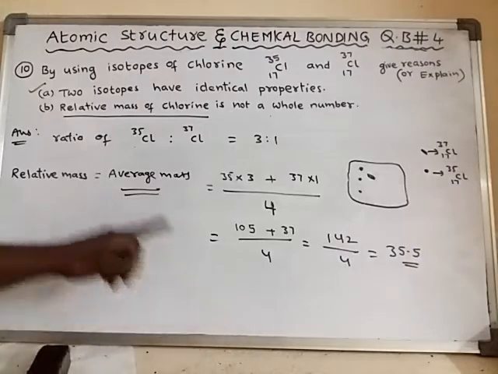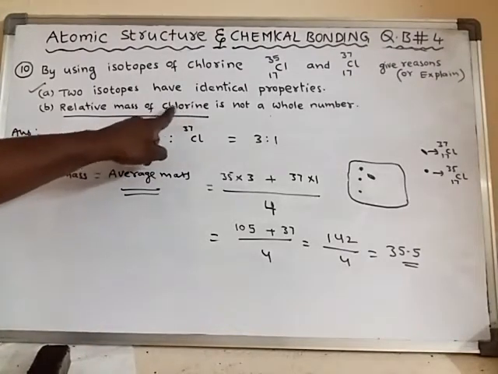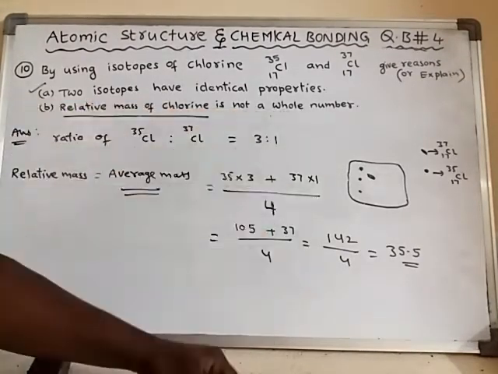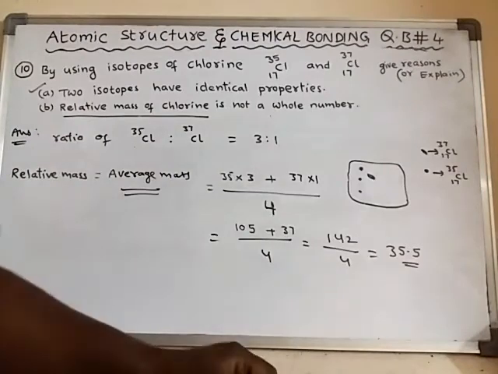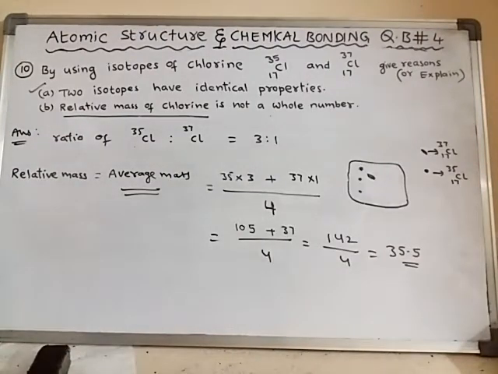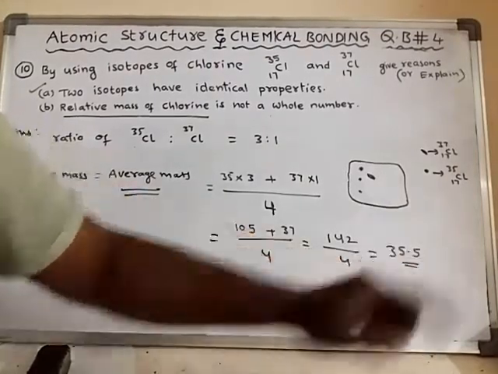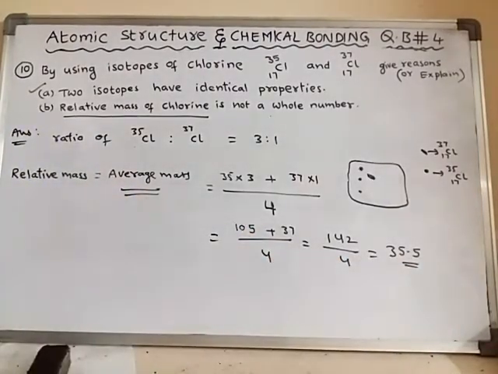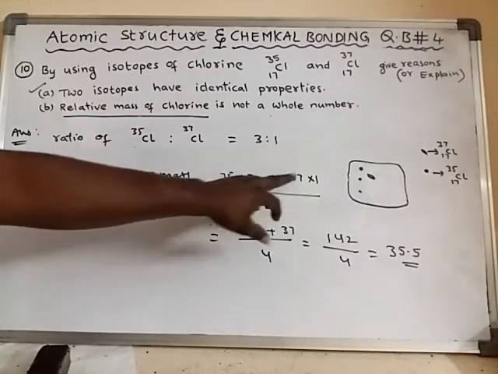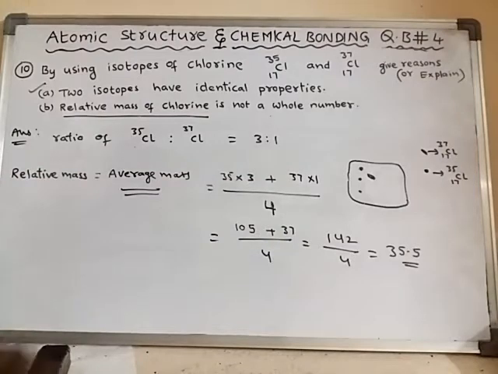So generally the relative mass of chlorine is not a whole number. Not only chlorine, generally for any element, its relative mass won't be a whole number. It will be in decimal form. Why will it be in decimal form? Due to the presence of isotopes.